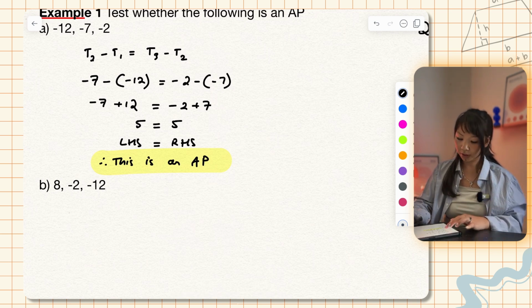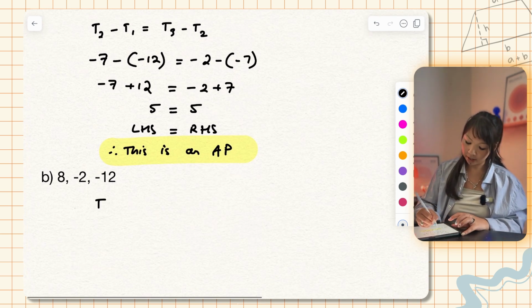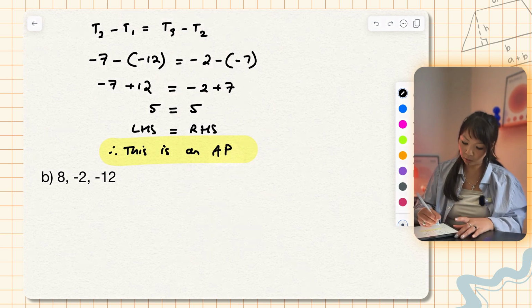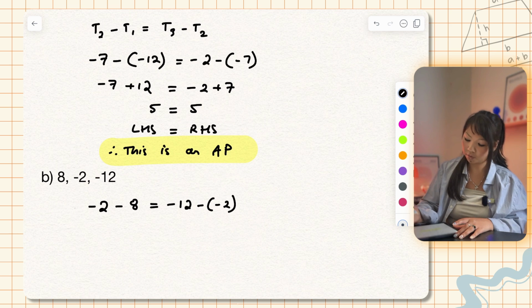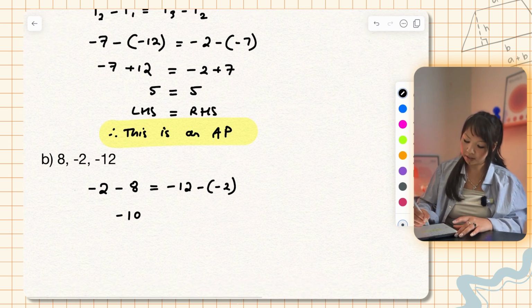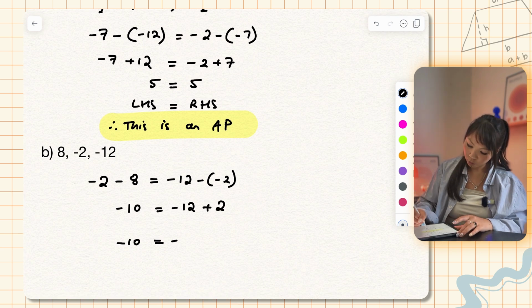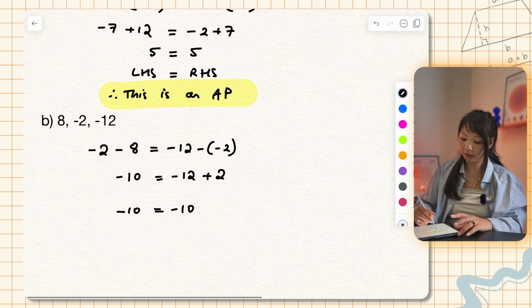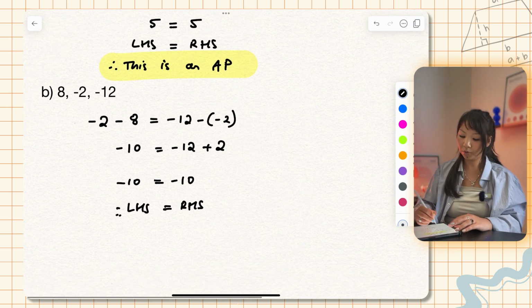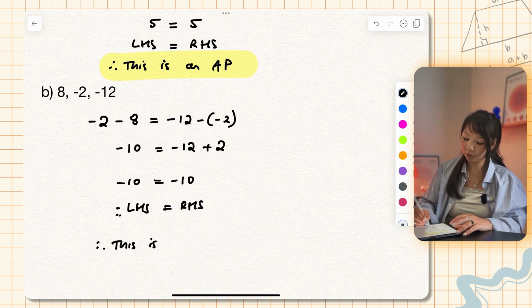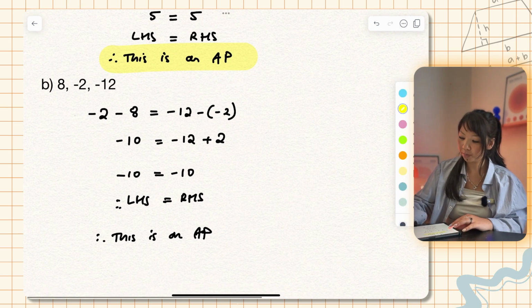All right, let's go through it together. So now if I plug in the same formula, T2 minus T1 equals T3 minus T2. Don't forget the brackets. This becomes -10 on the left-hand side. On the right-hand side, this becomes -12 plus 2, which also gives you -10 on either side. So therefore, we do get that the left-hand side is equal to the right-hand side. So this is also an arithmetic progression.